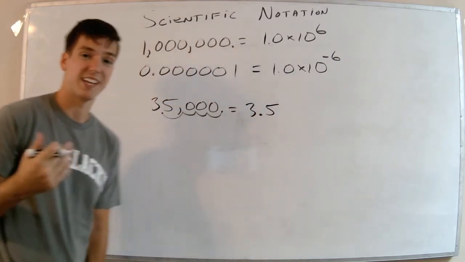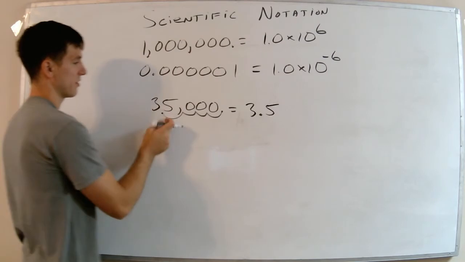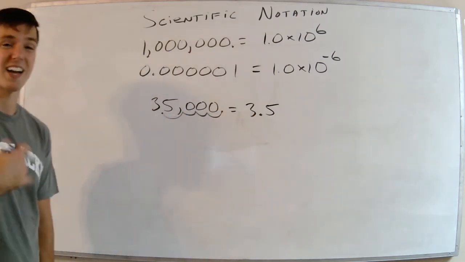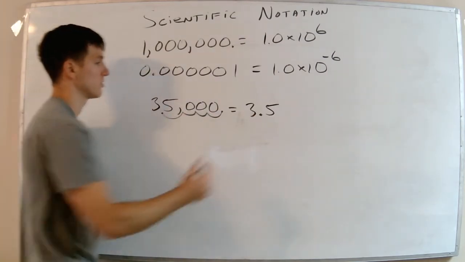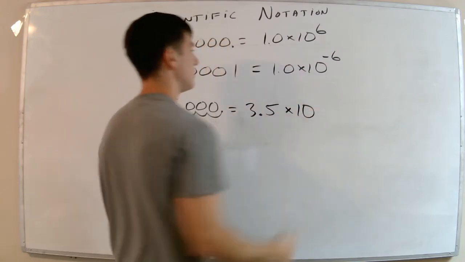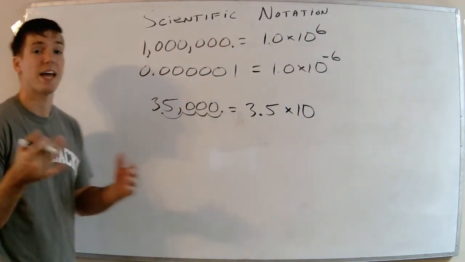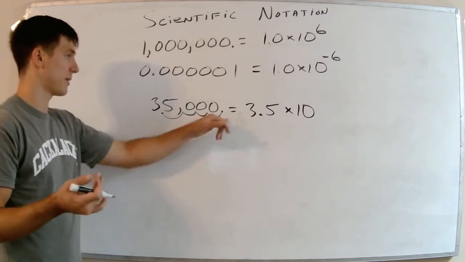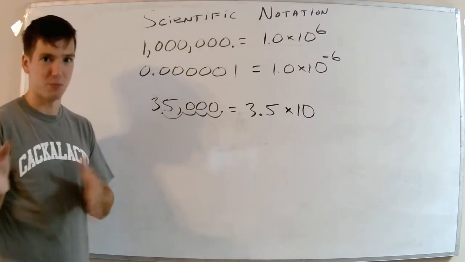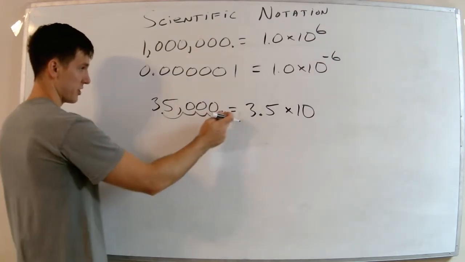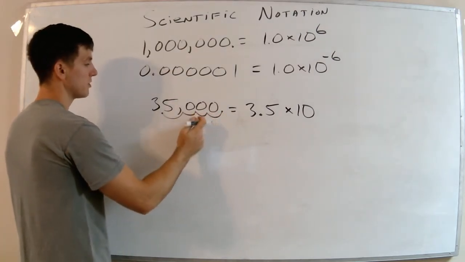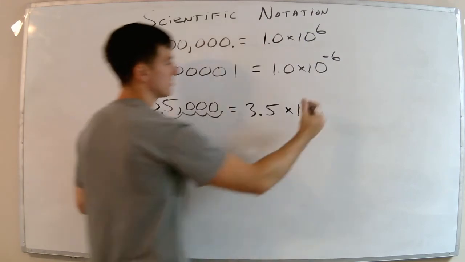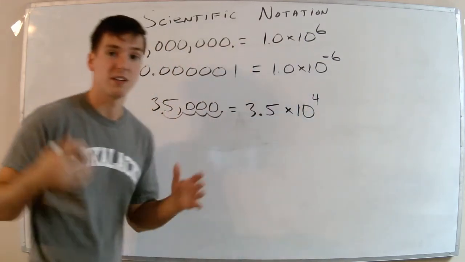3.5, but I can't stop there, right? Because 35,000 doesn't equal 3.5. I've got to show that I moved that decimal. So now I put times 10 to a certain exponent. Well, that exponent is just going to be how many places you moved the decimal. In this situation, I moved it 1, 2, 3, 4 to the left. So my exponent is going to be 4.